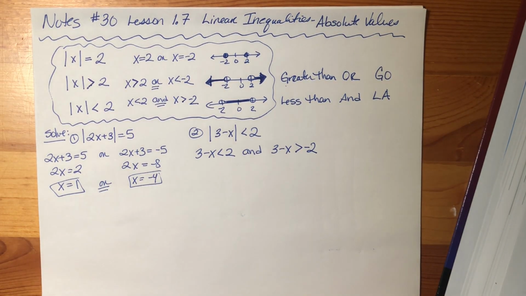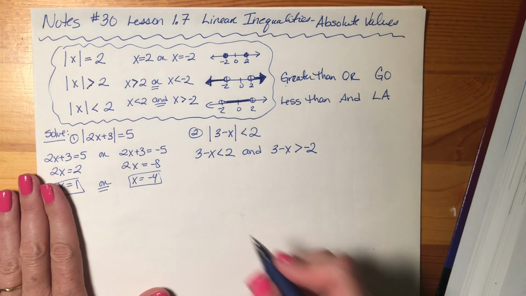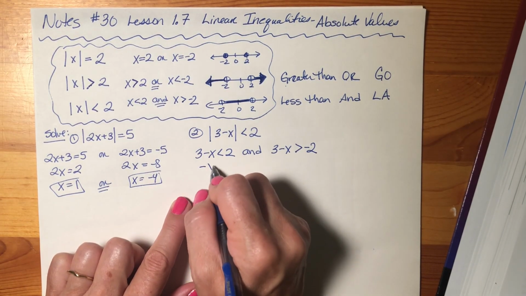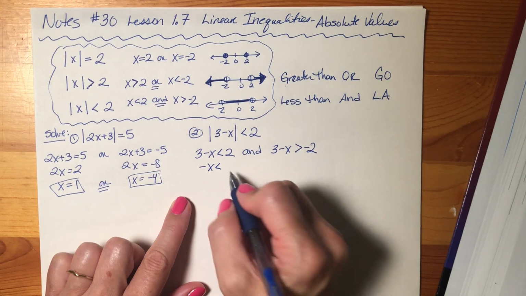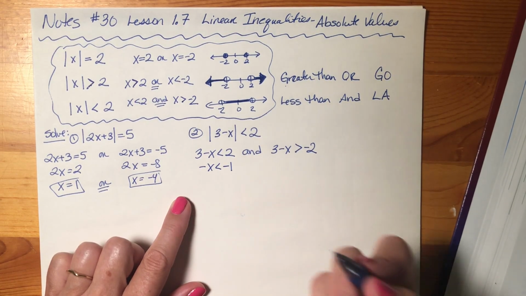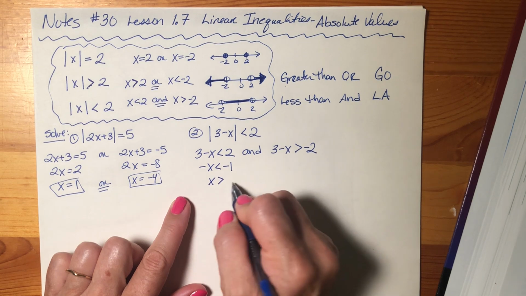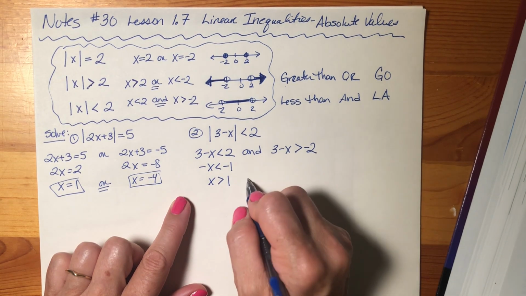That's the hardest part of the problem, really the hardest part. Let's go ahead and solve it. Subtract 3 from both sides. So the opposite of x is less than negative 1. Whenever we divide by a negative, again, we have to change the direction of the inequality. So x is greater than 1.